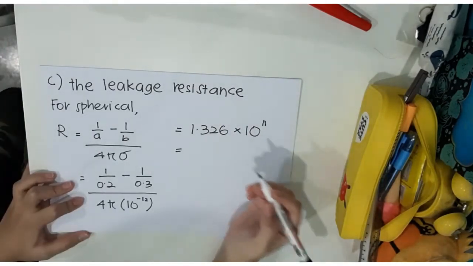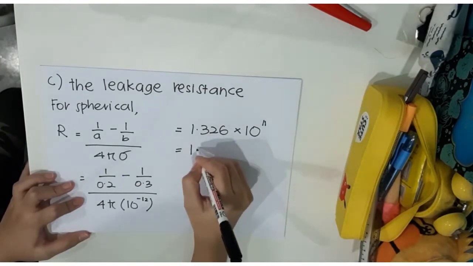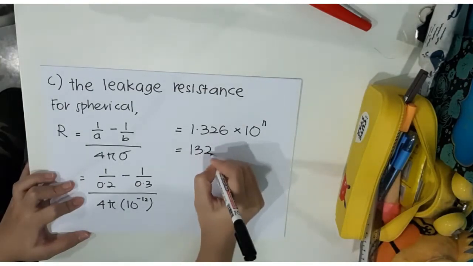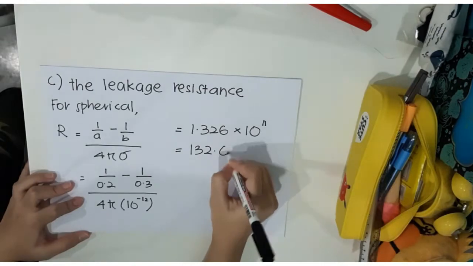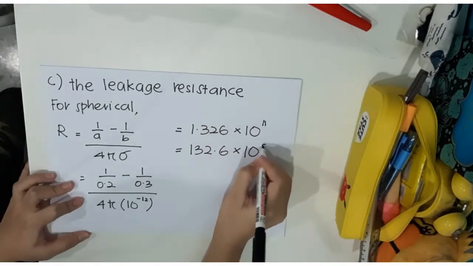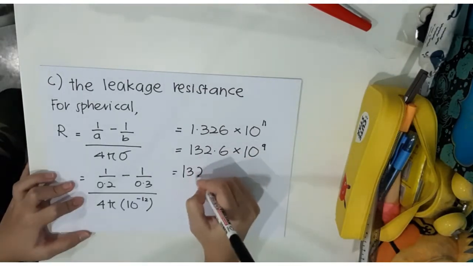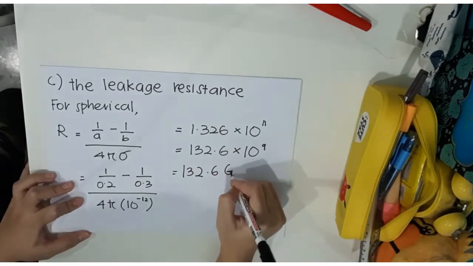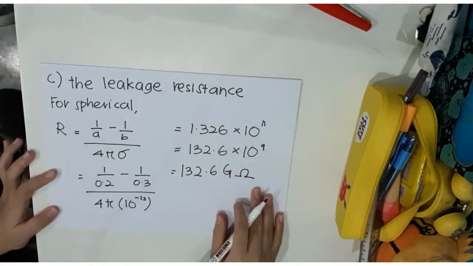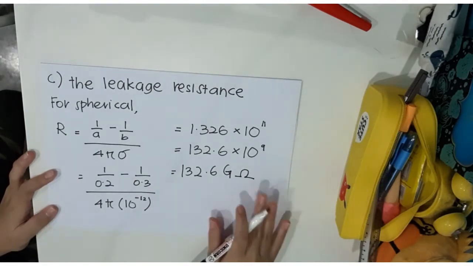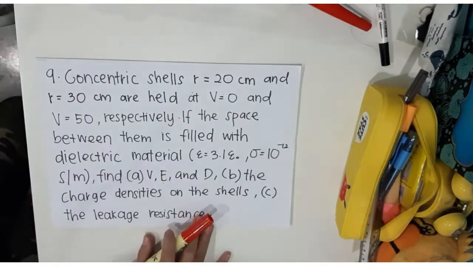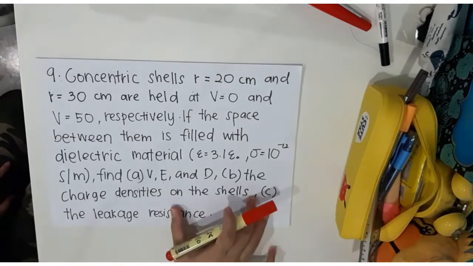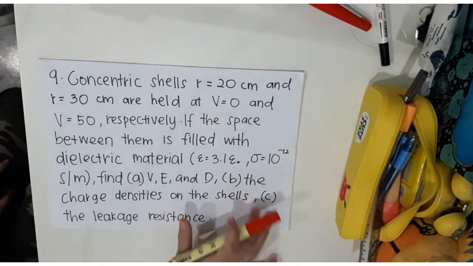So I want to change it into giga, so it will be 132.6 times 10 to the power of 9. The final answer is 132.6 giga ohm. This is the leakage resistance for the spherical. That's all on how to answer question 9.